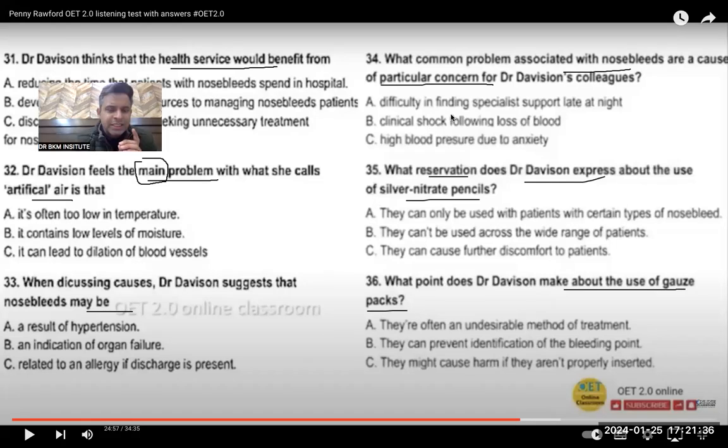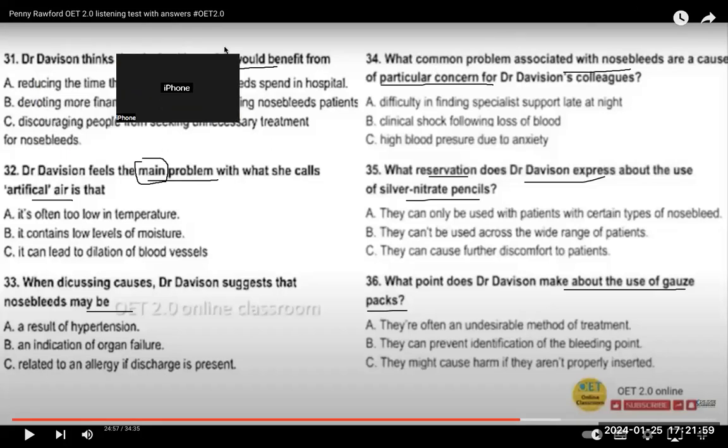Then A, she did not talk about finding specialists late at night. She said that the patient usually comes late at night, but she was not saying that specialists are not available. So A should also not be my answer, as far as I think. And she was talking about high blood pressure, anxieties, fears, so that I can take as an answer. The 34th again should be C, as per me. All good? So now you understand it is not difficult.